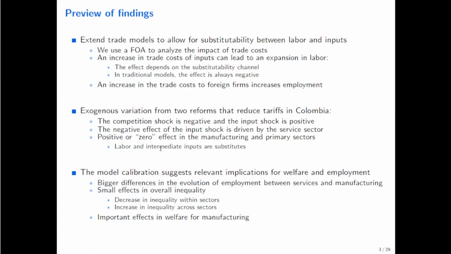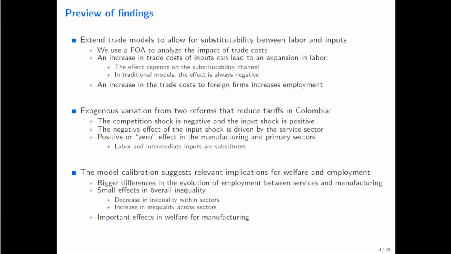Then, from the empirical part, we're going to find that, consistent with the theory, the competition shock is going to be negative and the input shock is positive. But that positive input shock is going to be driven by the service sector. But in the manufacturing and the primary sector, we're going to find null effects or actually positive effects. What this suggests is that labor and intermediate inputs are not actually a Cobb-Douglas production function, they are actually substitutes. And this can have some effects in the impact that trade can generate on local labor markets.